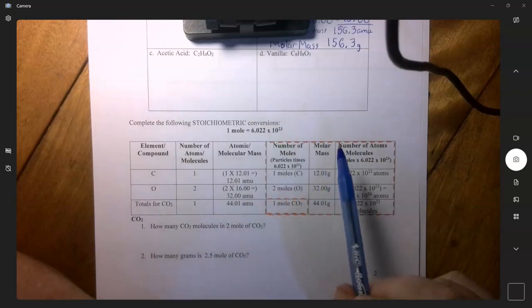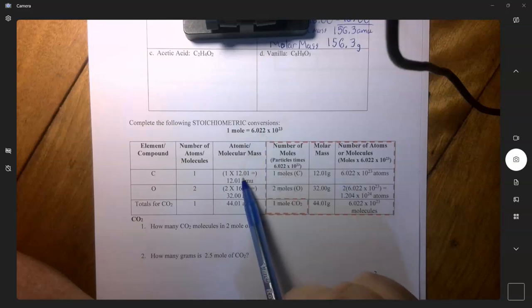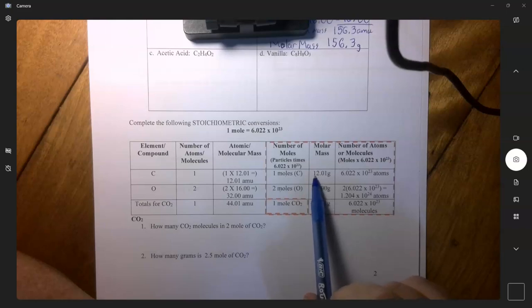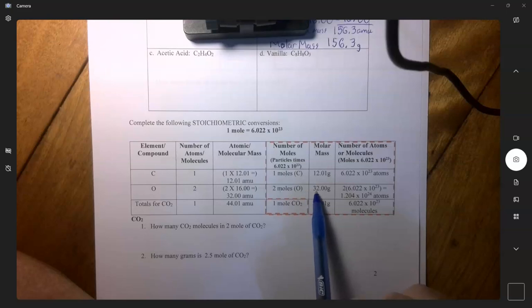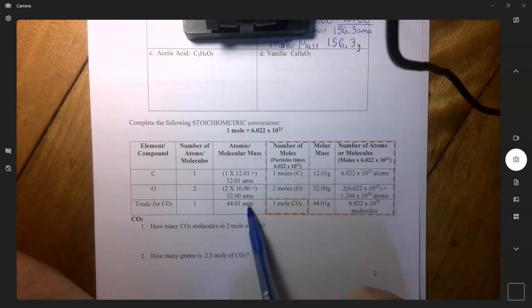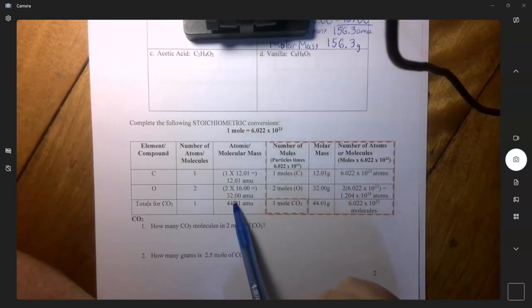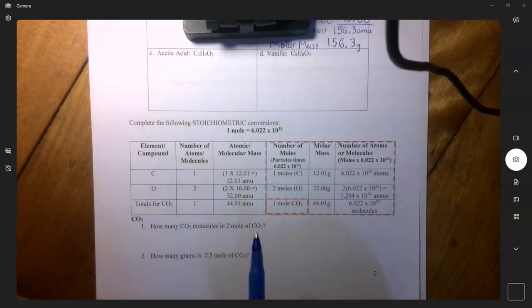Okay. So now what that means though is, because we use this magic number, this 12.01 AMU converts exactly to the same number of grams, 12.01 grams. The 32 AMU converts to 32 grams. 44.01 AMU converts to 44.01 grams. This is the only number that will make these numbers convert directly to the same number but in grams. Okay?